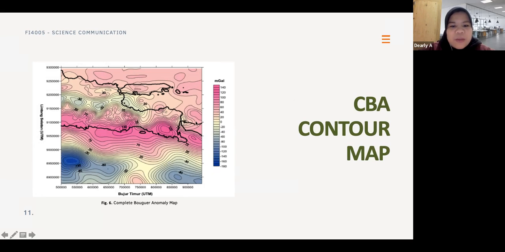The low anomaly is represented by the blue color, as you can see on the figure, which is mostly concentrated in the northwest part of the basin, whereas the high anomaly is represented by the pink color, which is predominantly located in the southern part. A high anomaly indicates a rock structure with a higher density in comparison to the surrounding area, while a low anomaly indicates a rock structure with a lower density.